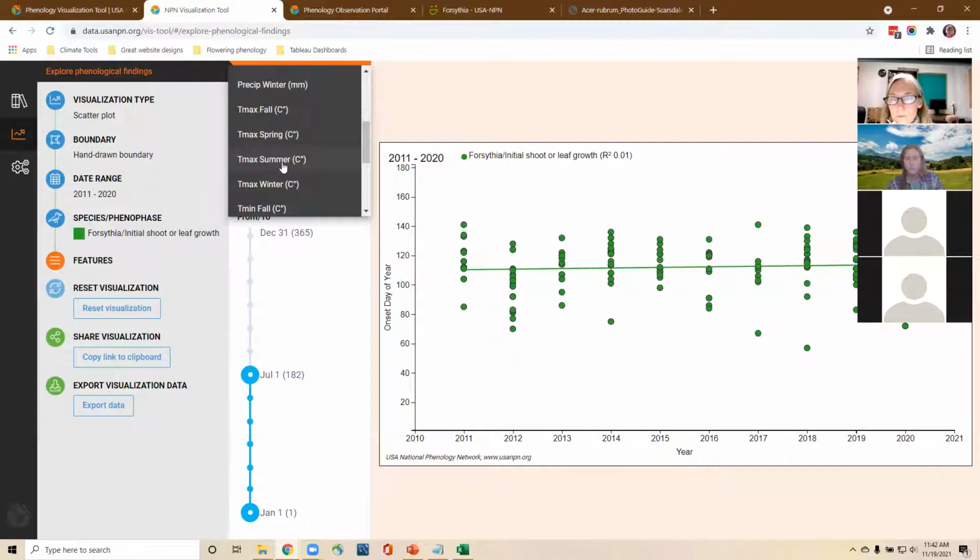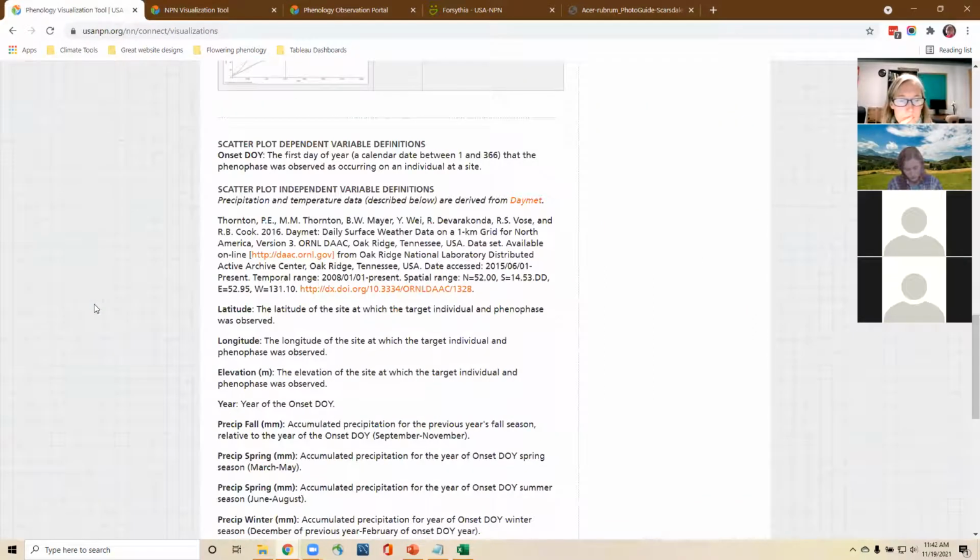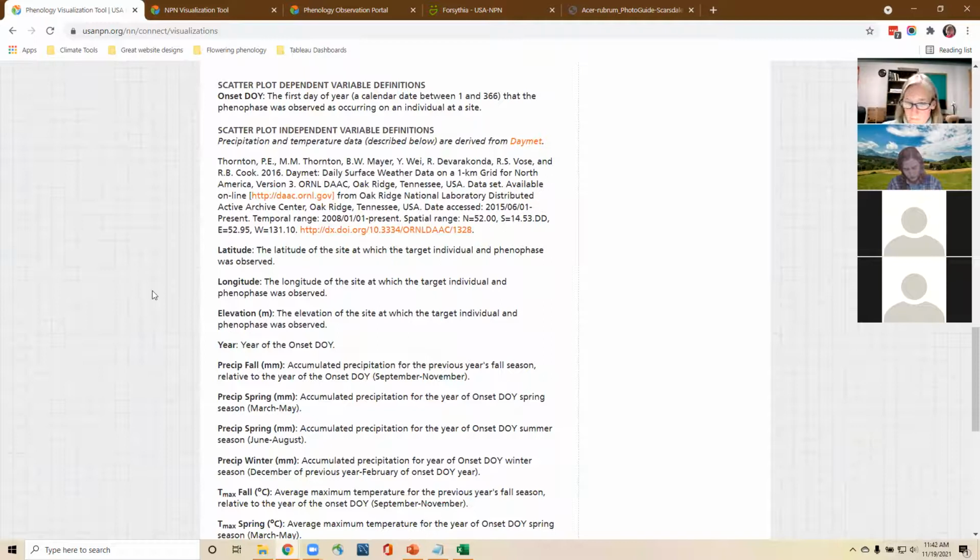So if we're looking at forsythia here, and it's something that's happening in the springtime, if we're looking at summer temperature, it's going to be telling us what was the summer temp the year before, and then the fall the year before, and probably the current spring. And then the winter would be January, February, March. So that would be the current year here. And we explain all that on the BizTool landing page. If you scroll down here, that tells you all of these explanations of how those are calculated.